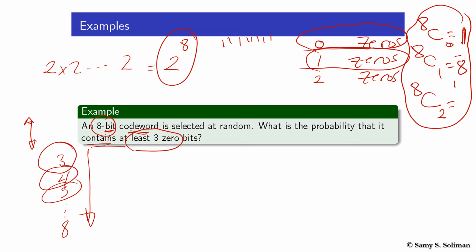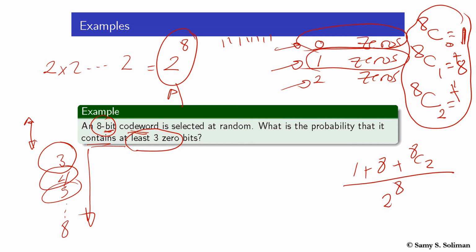So we want to count how many different ways we can have no zeros, how many ways we can have 1 zero, and how many ways we can have 2 zeros. So we add these numbers, and the probability of having less than 3 zeros will be 1 plus 8 plus 8C2, divided by the total number of code words, which is 2 to the power 8. But don't forget, this is the probability of the complementary event. So what is the probability of the event itself? It will be 1 minus this number.